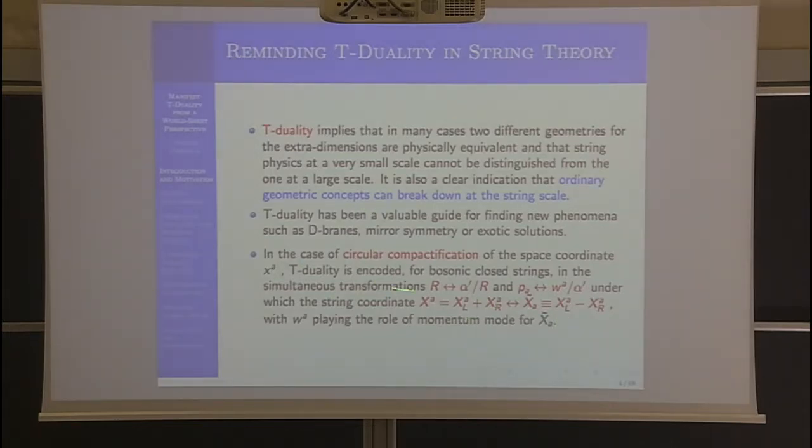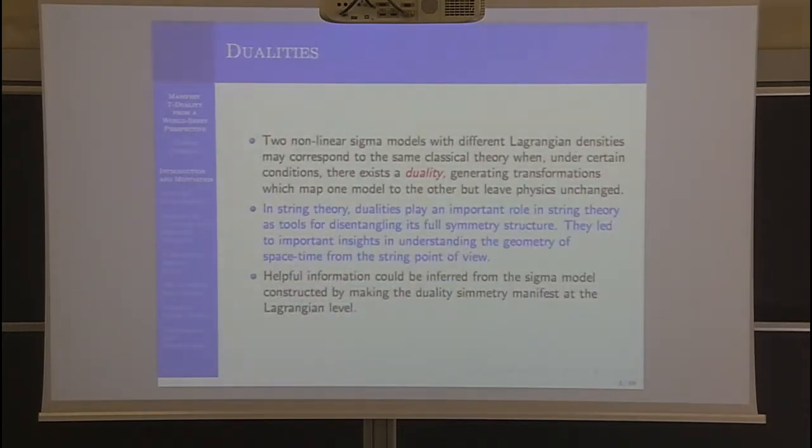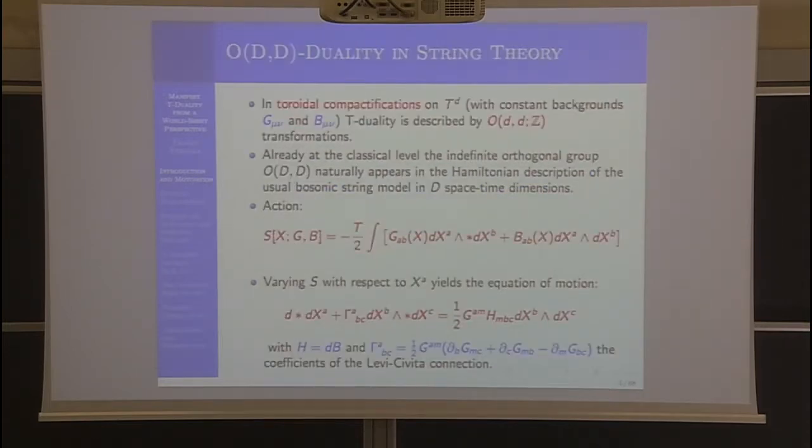We know very well that in case of circular compactification of one space coordinate, T-duality is encoded for bosonic closed strings in the simultaneous transformation of R going into alpha prime over R and p transforming this way, where these are the winding modes that play the role of momentum for the dual coordinate x tilde to x. So this is in the simple case of circular compactification. But if we consider toroidal compactification on a D-torus, T-duality is described by the group O(D,D,Z), by transformations belonging to this group.